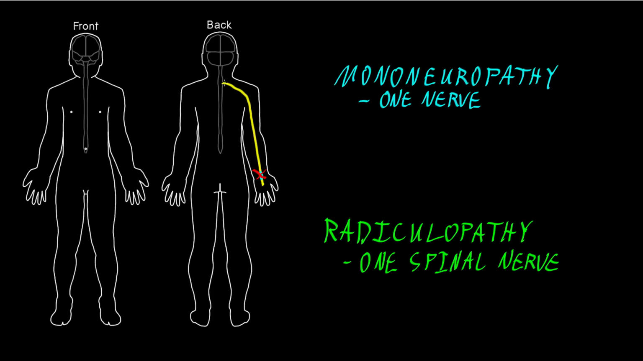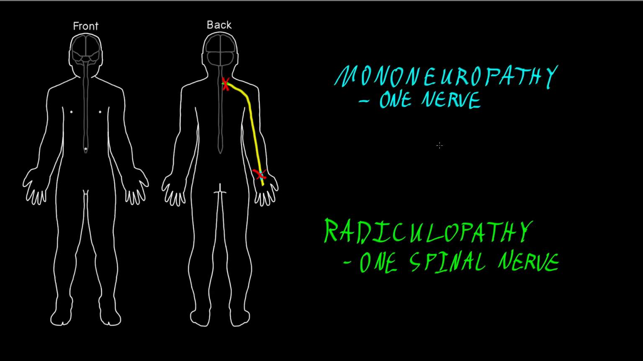If instead we were looking at a spinal nerve, just this very initial segment of nerve that's connected to the spinal cord, and if there was a problem here of this spinal nerve, a lesion right there where the spinal nerve is connecting to the spinal cord or very close to it, we would call that a radiculopathy.